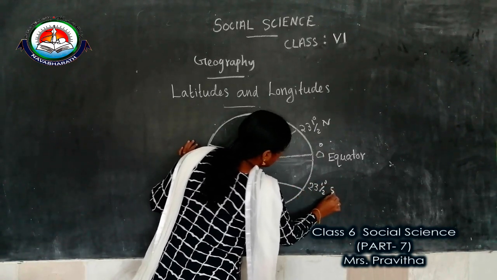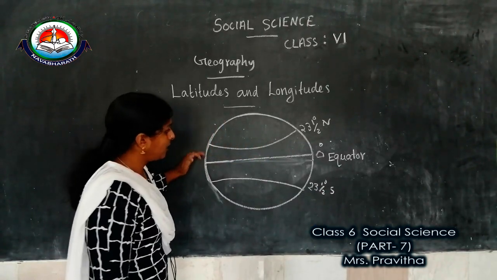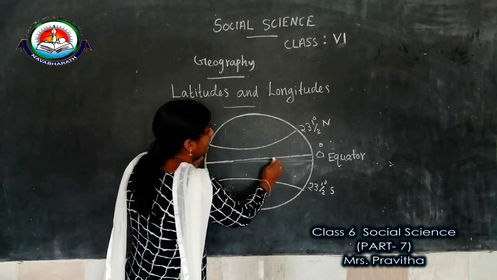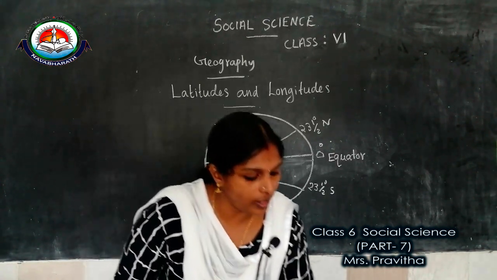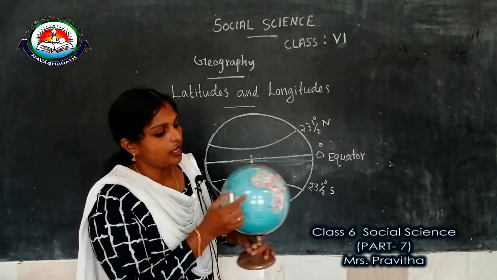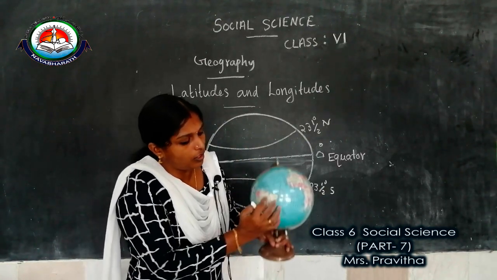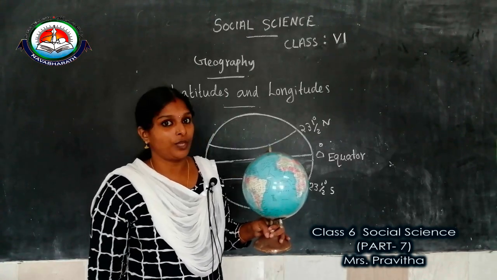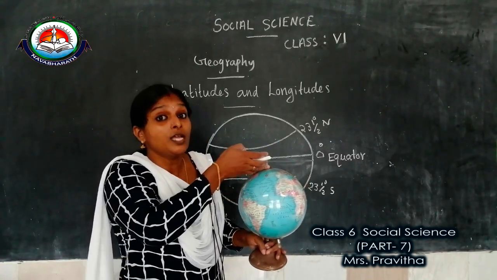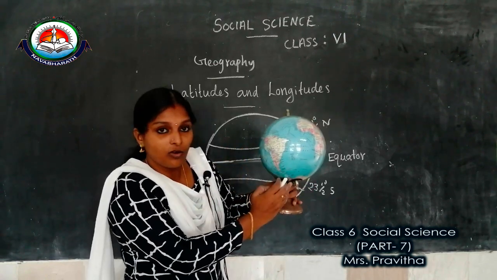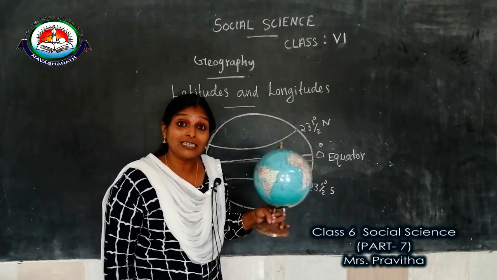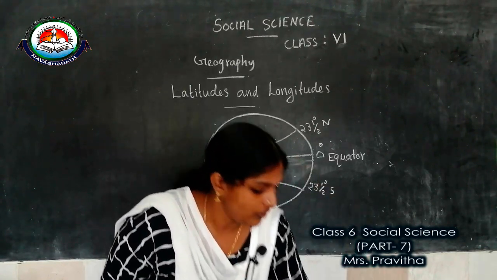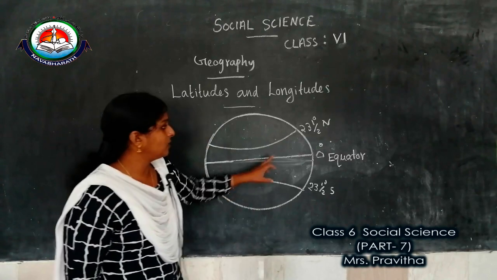The equator divides the earth into 2 equal halves. The upper part is known as the northern hemisphere and the lower part is known as the southern hemisphere. I think you got an idea, children. Clear? So 0 degree latitude is the equator.